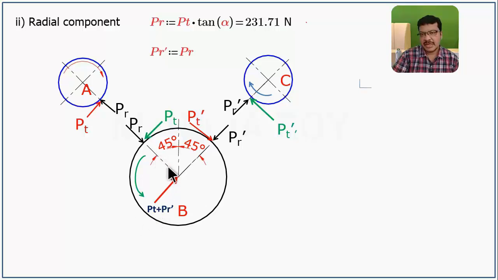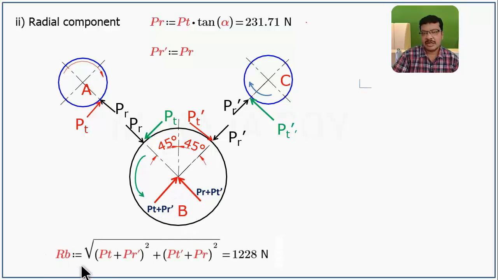Then what are the forces acting along this other 45 degree line? PR and this PT dash. These two are again two parallel forces acting in this direction. The net force is PR plus PT dash. Then reaction will be in the opposite direction, that is PR plus PT dash. Now find the resultant of these two forces, that is the resultant reaction. Reaction at B, R, is equal to root over (PT plus PR dash) square plus (PT dash plus PR) square. You will get the final value like this.